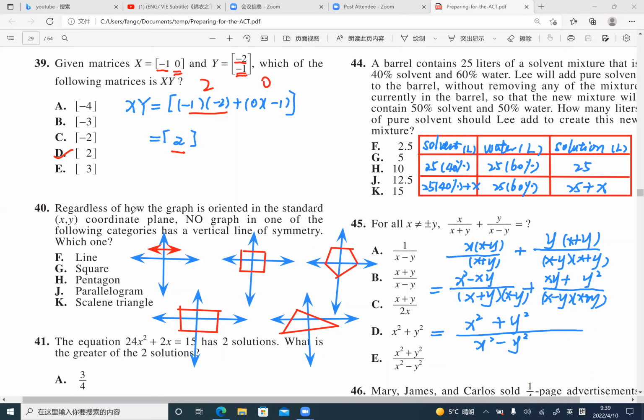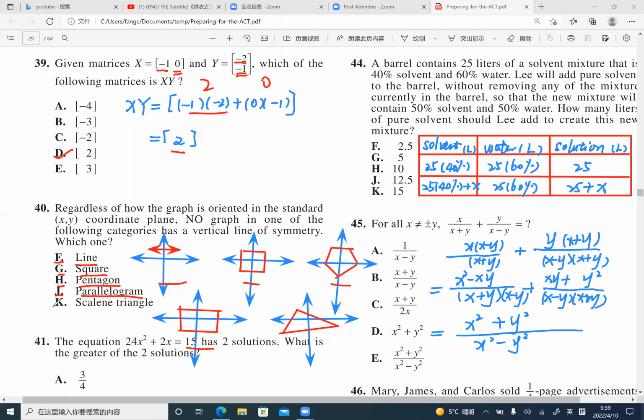Question 40. Regardless of how the graph is oriented in the standard xy coordinate plane, no graph in one of the following categories has a vertical line of symmetry. Which one? The options are F, G, H, J, K: line, square, pentagon, and parallelogram. We can tell if they are in the position displayed in the picture, they all have a vertical line of symmetry.